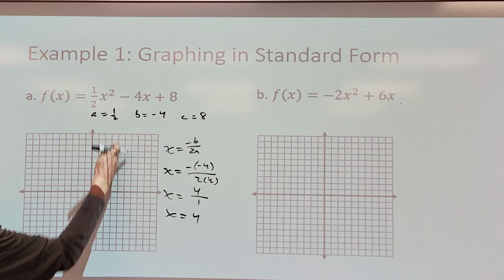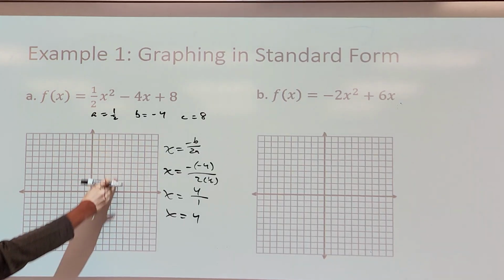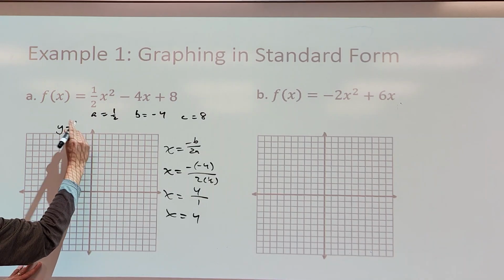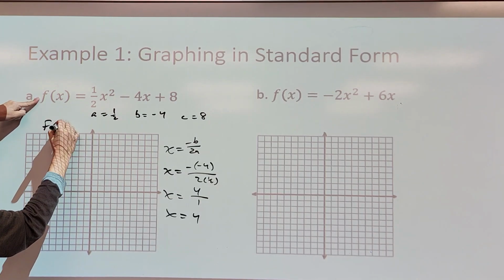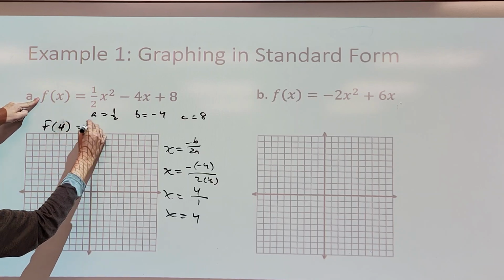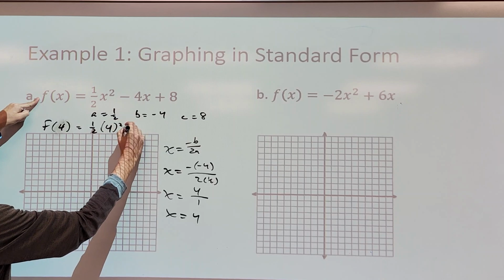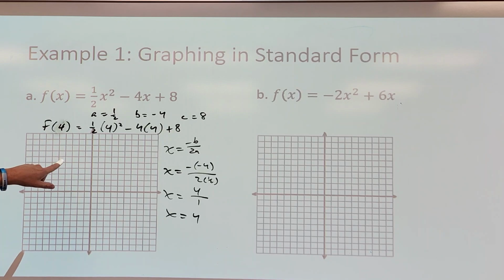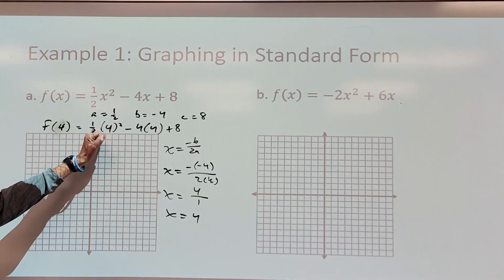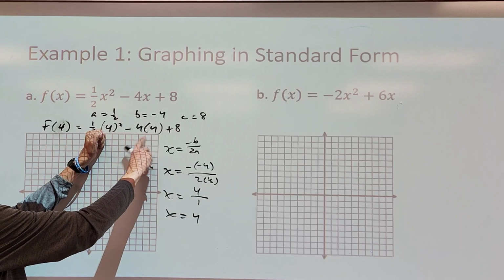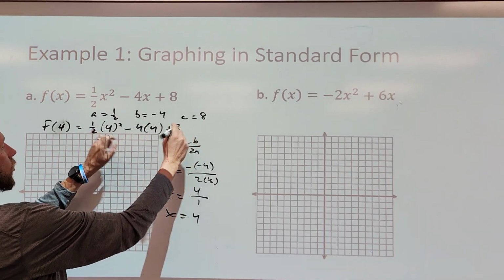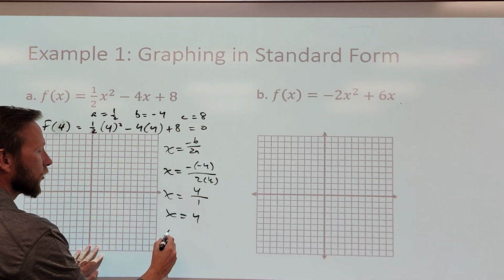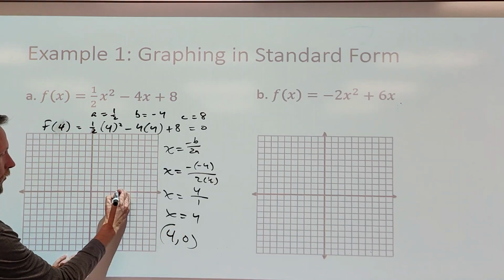Once I know where my vertex is going to be, I can locate the y value for my vertex by substituting. Instead of y, I'll put f of the h value, f of 4, and I'm going to plug that number in and let my calculator do that work for us. So half of 4 squared, half of 16 is 8. 8 minus 16 is -8. -8 plus 8 gives us an output of 0. So the vertex is at (4, 0).